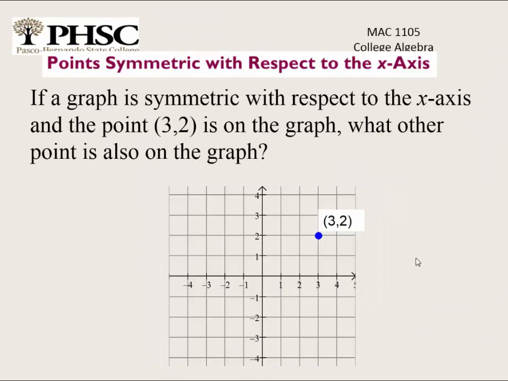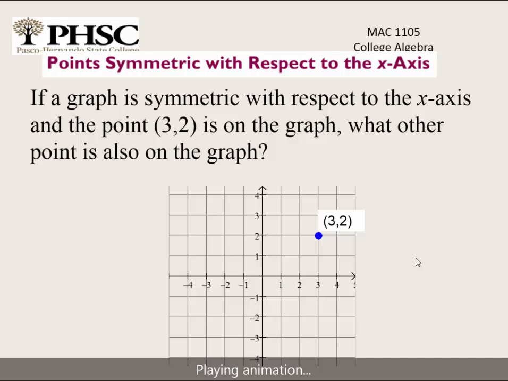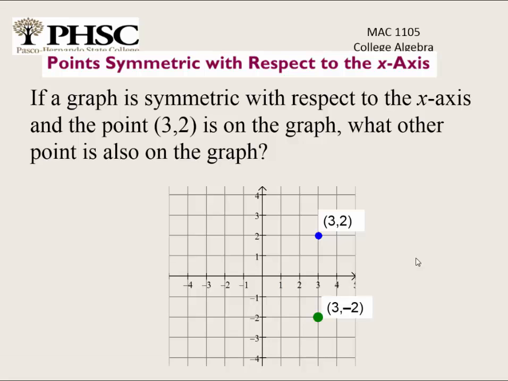So if a graph is symmetric with respect to the x-axis and the point (3, 2) is on the graph, then what other point is also on the graph? Well, knowing that if (x, y) is on the graph and it is symmetric with respect to the x-axis, then (x, -y) should be on the graph. So if (3, 2) is on the graph, then (3, -2) should also be on the graph.